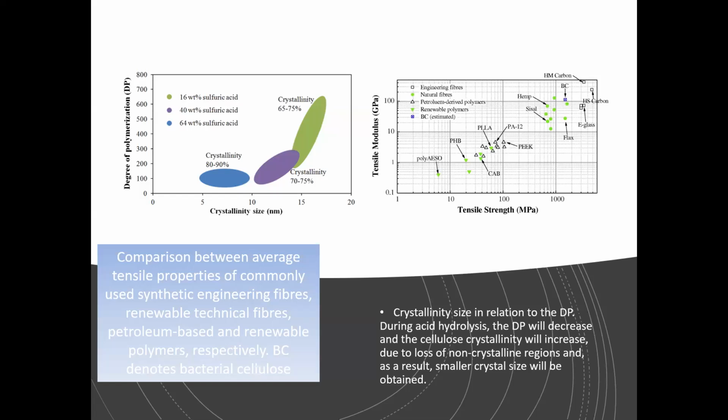Okay, so this is the nanocrystalline hydrolysis process of the nanocellulose with sulfuric acid at different concentrations. It can be concluded that a high concentration of sulfuric acid will produce nanocellulose with a high crystalline size and a high degree of polymerization. And when we compare the tensile strength and the modulus of nanocellulose to natural fiber or petroleum-derived polymer, it shows that nanocellulose has high strength, but a low modulus compared to these other materials.